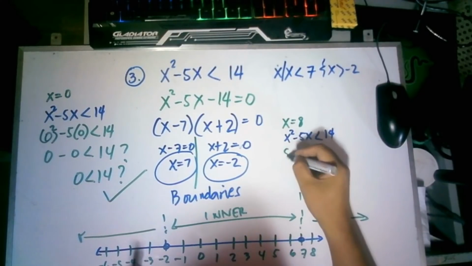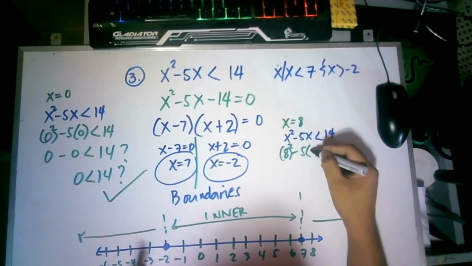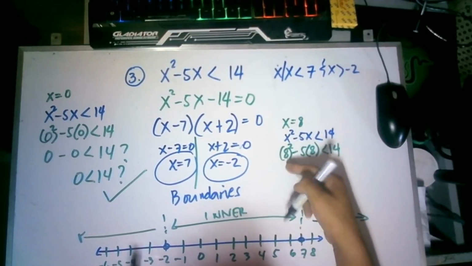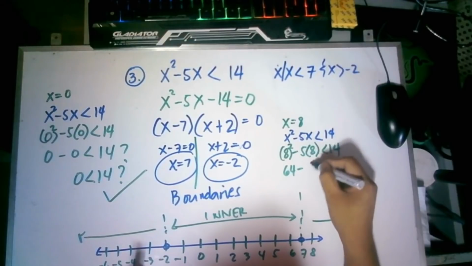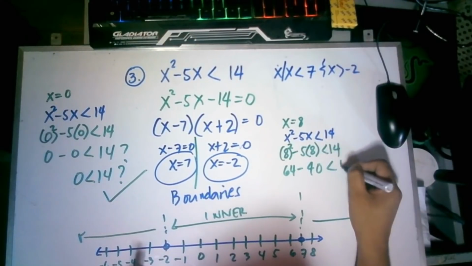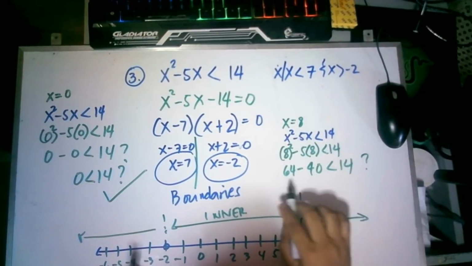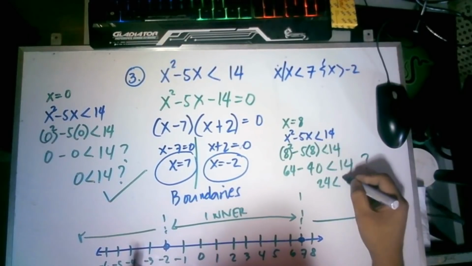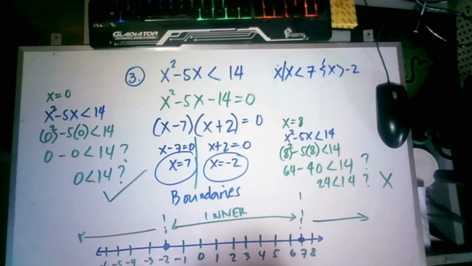So we have 8 squared minus 5 times 8 less than 14. What is 8 squared? That is 64. Minus what is 5 times 8? That is 40. Less than 14 ba siya? So, murag dili, no? Less than 14, murag dili. Kaya gano'n, 64 minus 40, that is 24. Less than ba ang 24 sa 14? So, dili. Meaning, tama akong idea, no? Tama akong nakita.